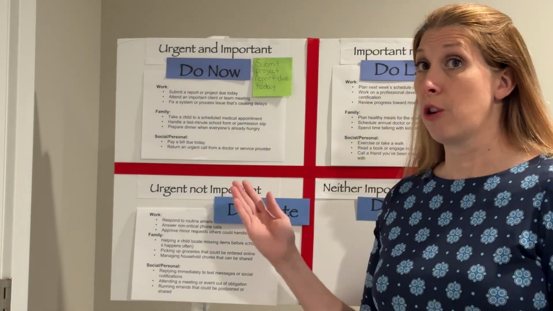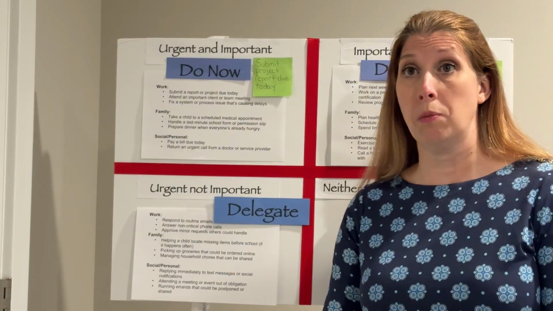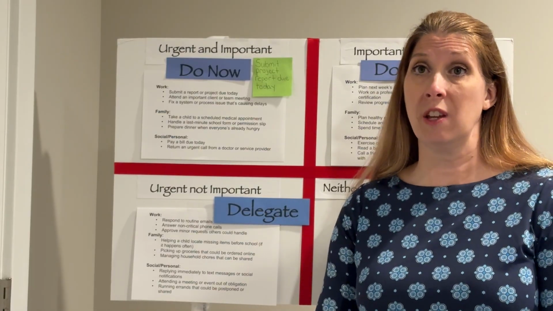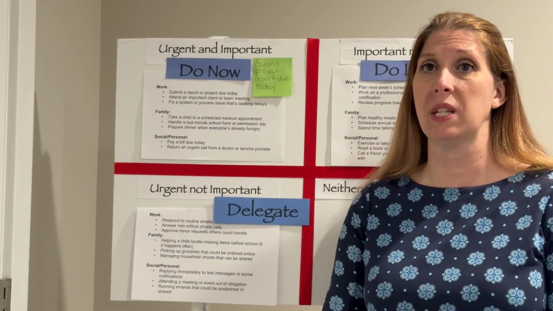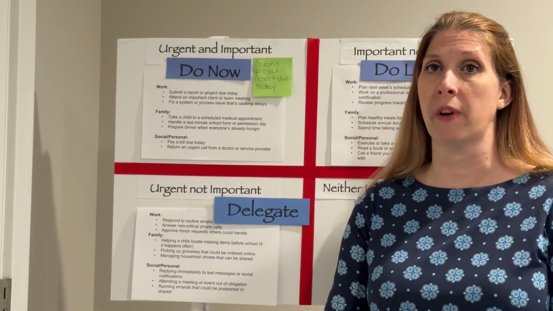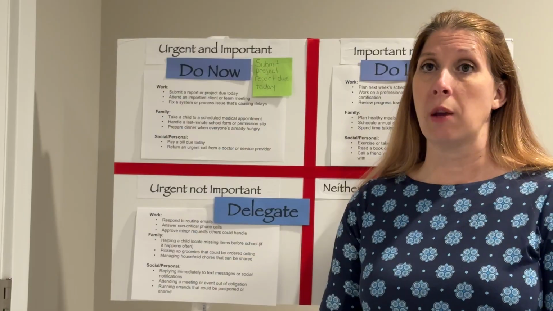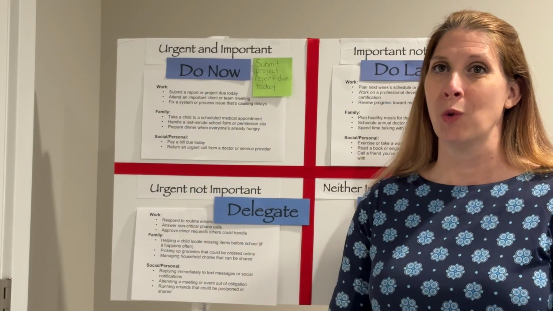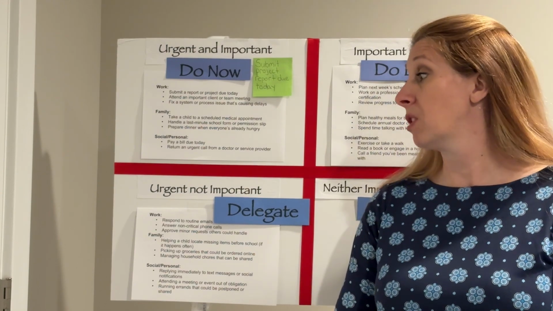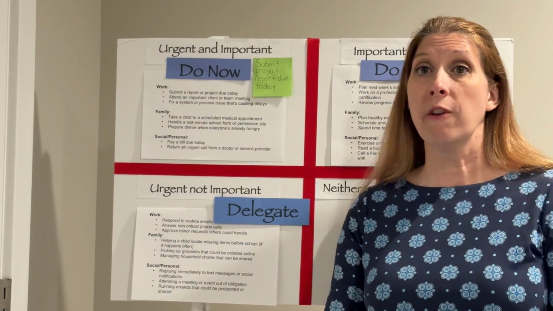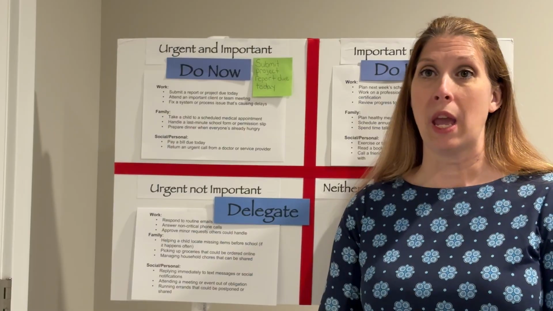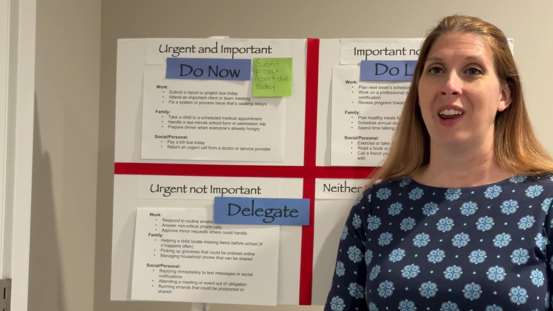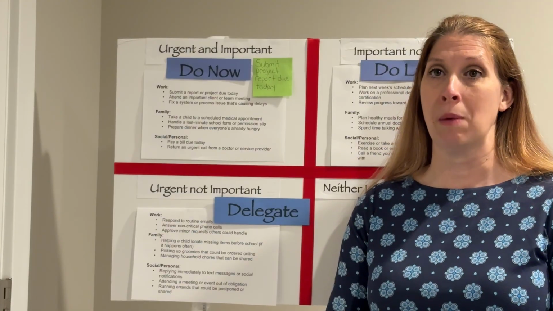Now we're going to look at the third quadrant, urgent but not important. We labeled it Delegate. These are tasks that feel time sensitive but can often be handled by somebody else, or the task can be simplified. In work, that may look like responding to routine emails, answering non-critical phone calls, or approving minor requests that somebody else can handle. In your family life, it may look like helping a child locate missing items before school, picking up groceries that could have been ordered online, or managing household chores that can be shared.